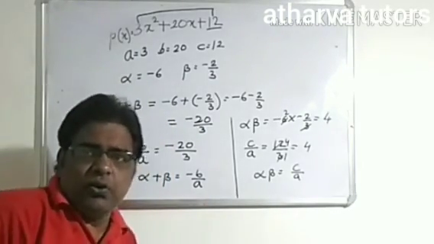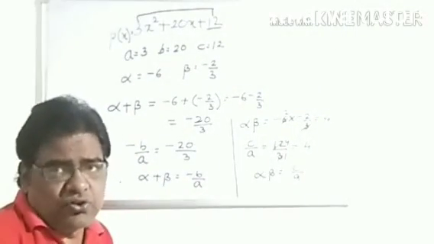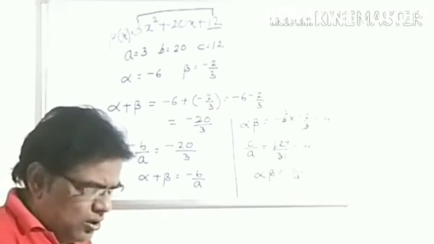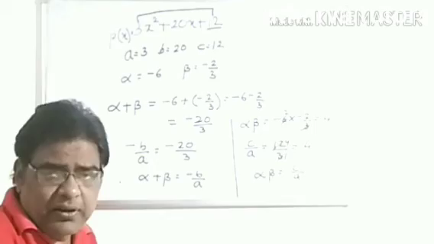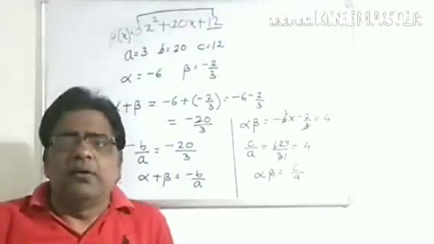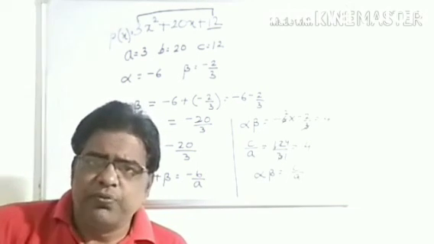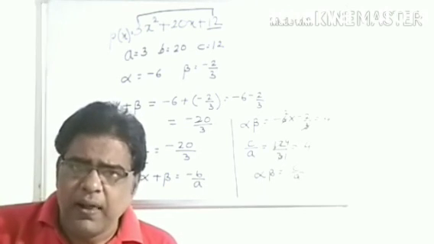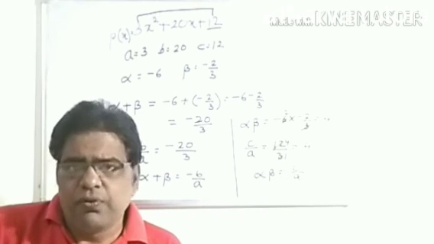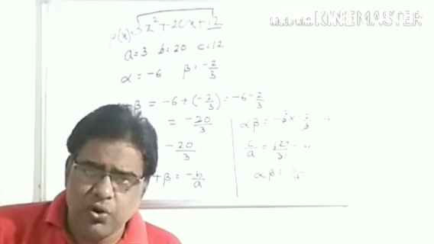So whenever you are asked a question like this, you have to do it in this order. I hope you have understood what I tried to explain regarding the relation between zeros and the coefficients of a quadratic polynomial. In next class, we'll be doing questions from the exercise and some extra questions also.